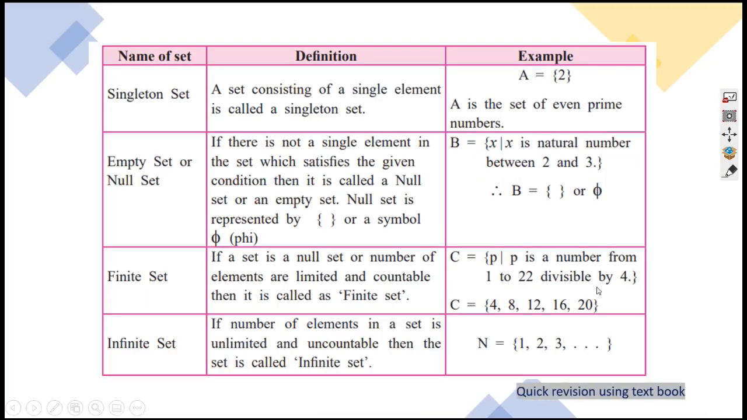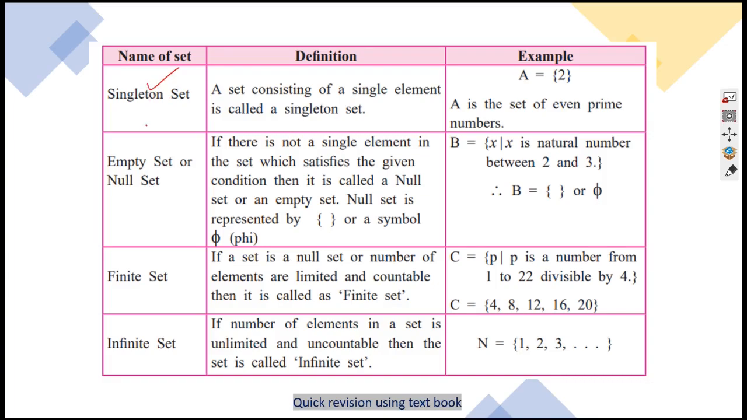Further, you studied that there are different types of set, and their definitions and examples are on the screen. Singleton set, as the name indicates, contains a single element. Here is the example. Empty set or null set is a set which doesn't have any element. This is the way of presenting a null set or empty set.